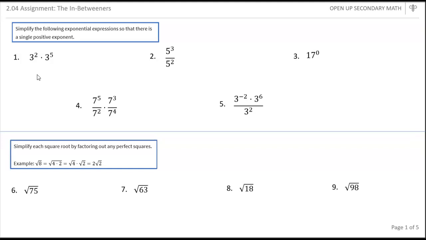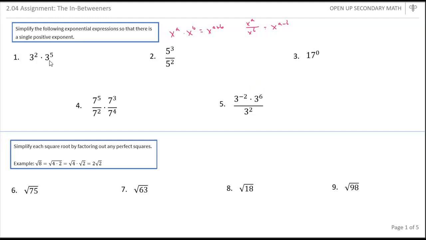So on these first problems it says, simplify the following exponential expressions so that there's a single positive exponent. Okay, so our first problem here is 3 squared times 3 to the 5th. We're going to need to use exponent rules on this. We'll remember we said x to the a times x to the b equals x to the a plus b. We might have called those m and n before. And we also said that x to the a over x to the b is going to be x to the a minus b. So we're going to be using those rules here.